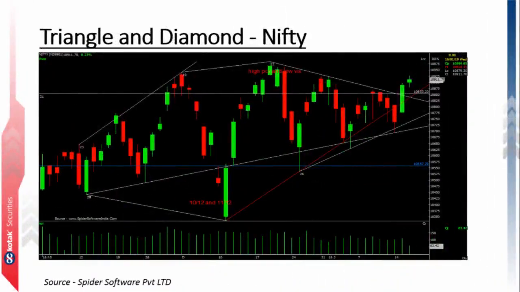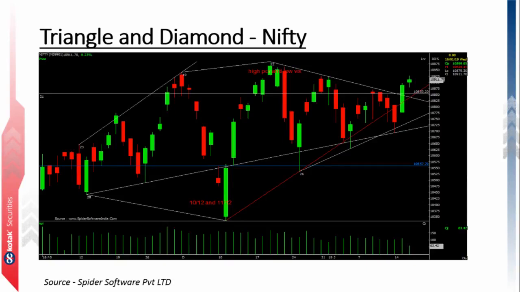Finally, it's a formation of Nifty, based on a number of trend lines. I have drawn several trend lines on this particular chart. Nifty has formed a diamond formation, which is again a consolidation formation. Here it is suggesting that it is going to continue on the upward side, because it has broken on the upward side.